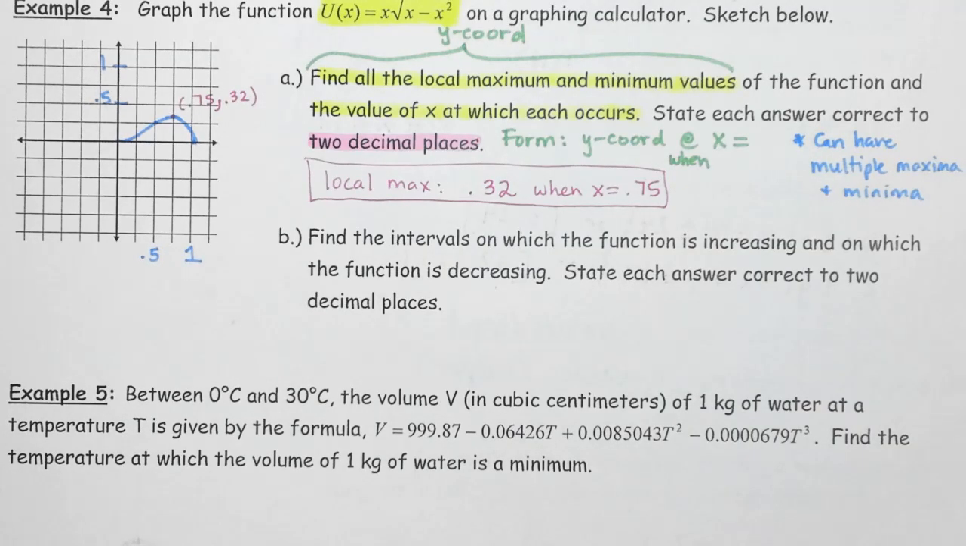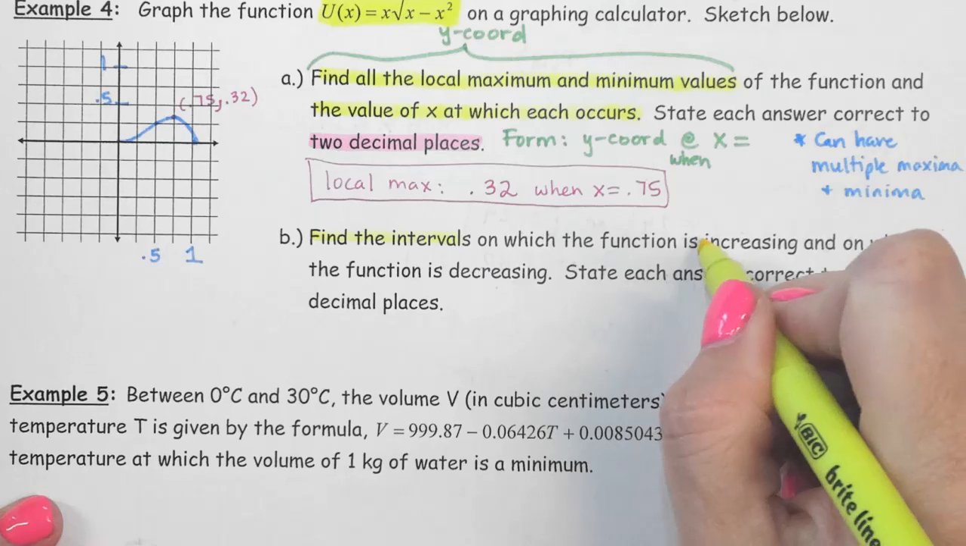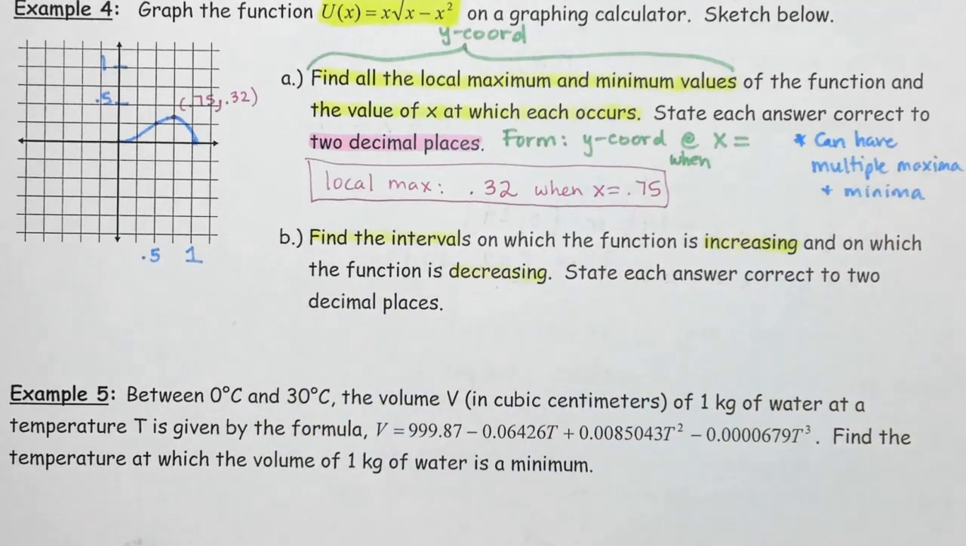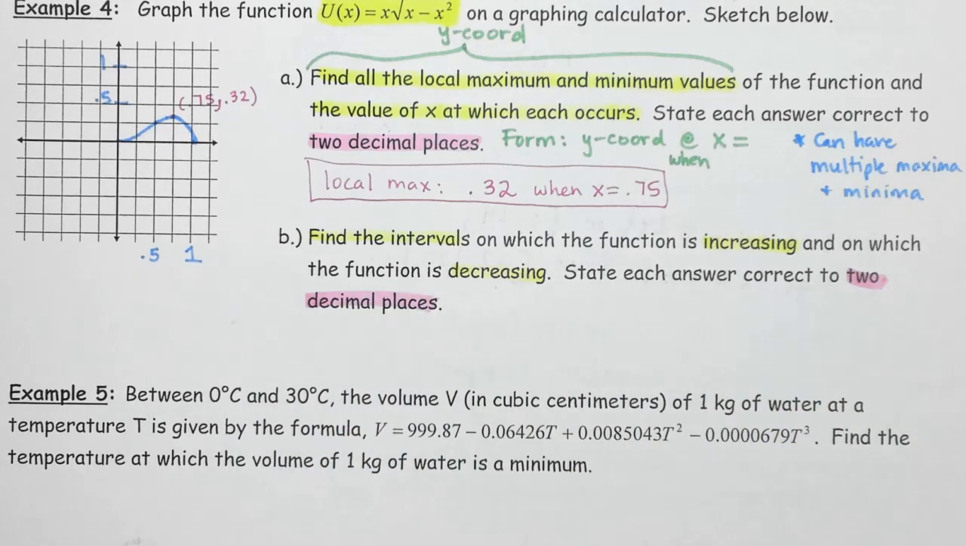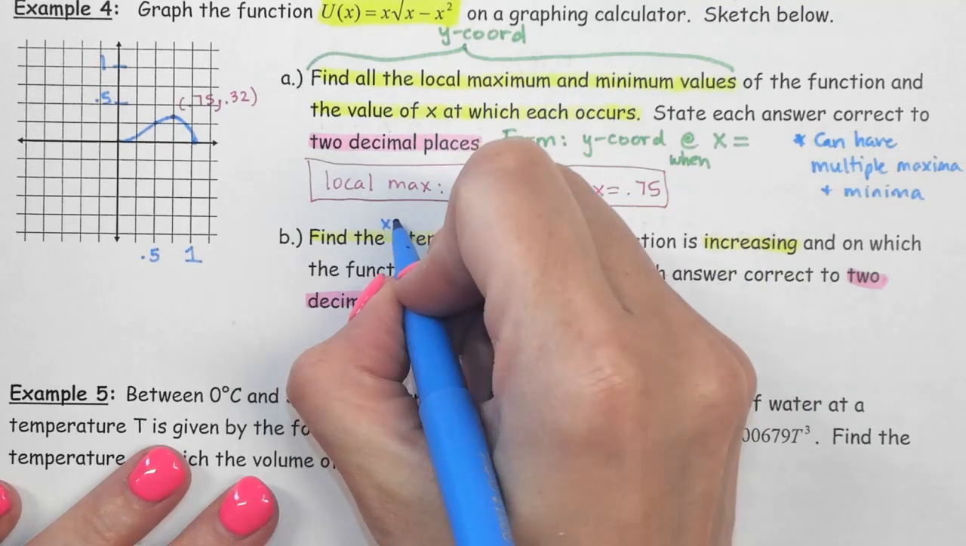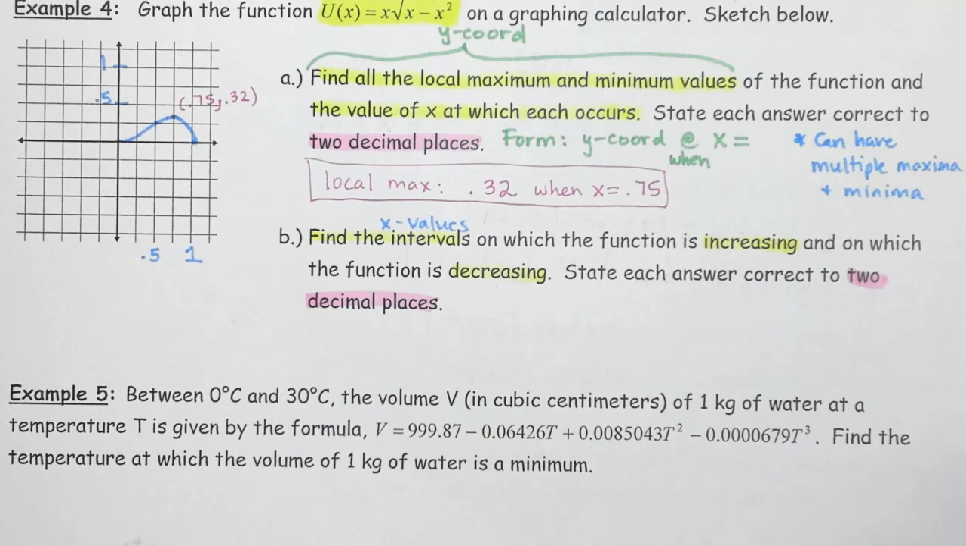All right, and then part B says we're going to find those intervals on which the function is increasing and decreasing. And we're going to state those correct to 2 places. Okay, so again, anytime you're doing the increasing and decreasing, think x values. I know we've written that out at least 3 times now. It's because when people get to the test, they forget. They're like, do I do the x value or the y value? So these intervals are always going to be your x values.